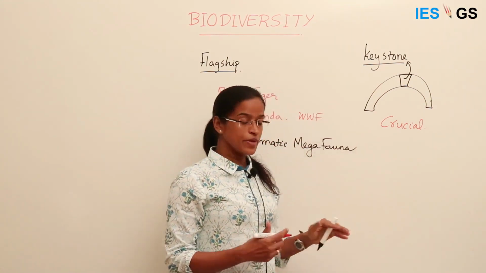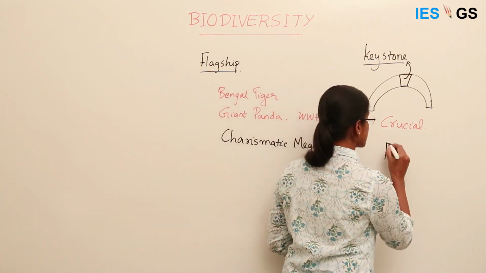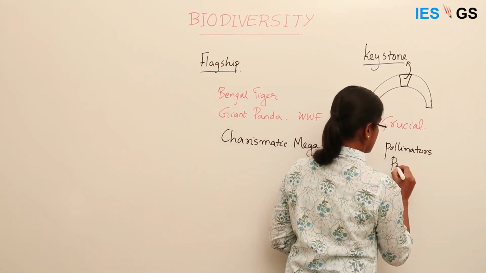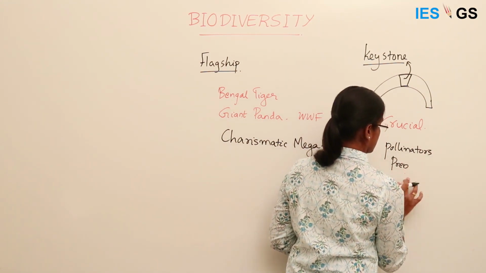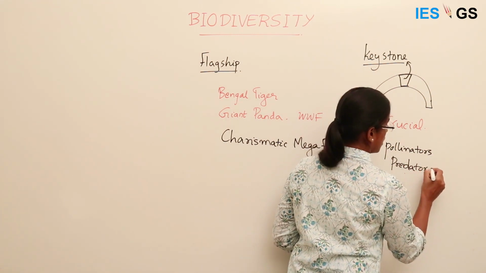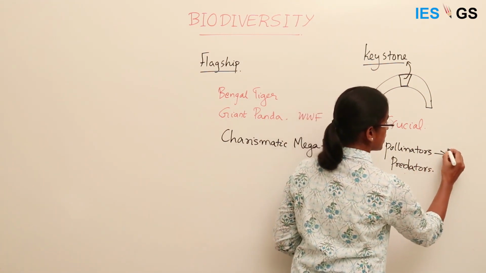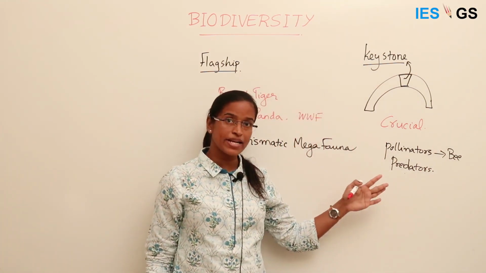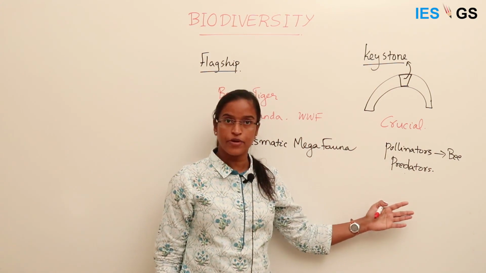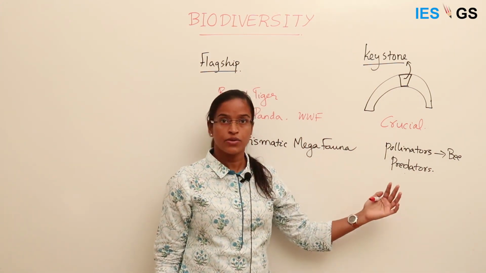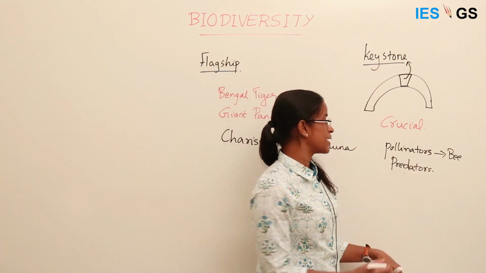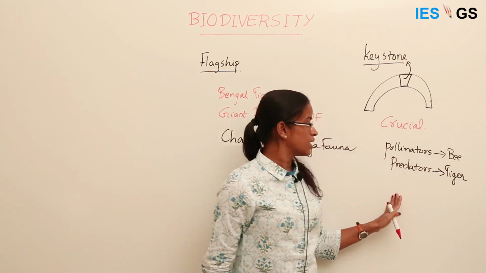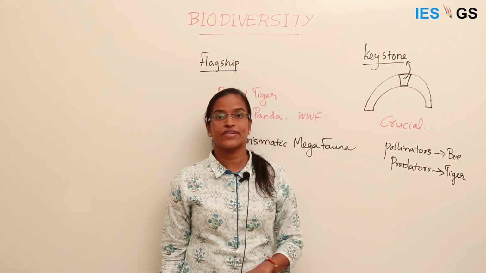This kind of species will essentially be pollinators or predators. How will this work? For example, the pollinator honeybee. If the honeybee is absent, plants won't get pollinated, plant reproduction will be affected, and it will affect the whole ecosystem. What about predators like the tiger? The tiger helps in maintaining biodiversity.